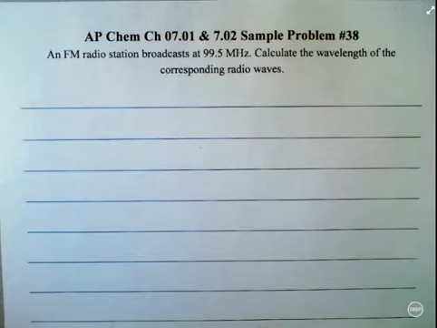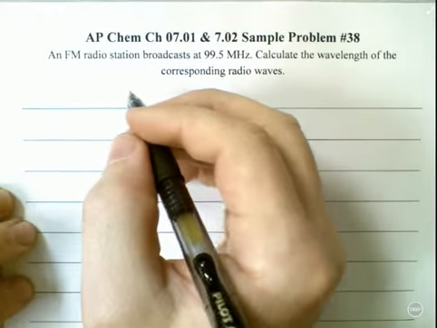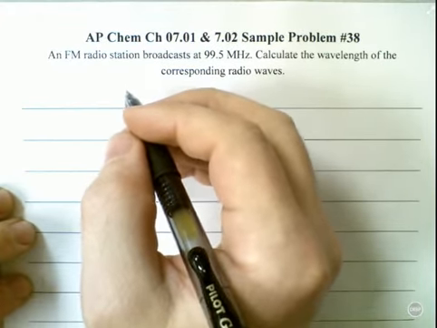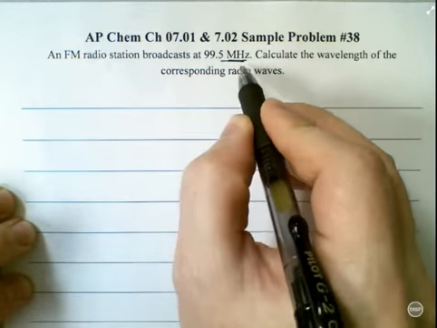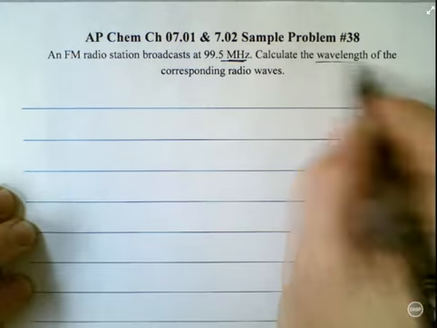This is number 38 from Chapter 7, the end of chapter problems. It reads, an FM radio station broadcasts at 99.5 megahertz. Calculate the wavelength of the corresponding radio waves. Now, this is a fairly simple calculation as long as we recognize what equation we need to be using. We are given a frequency, and we want to calculate a wavelength.